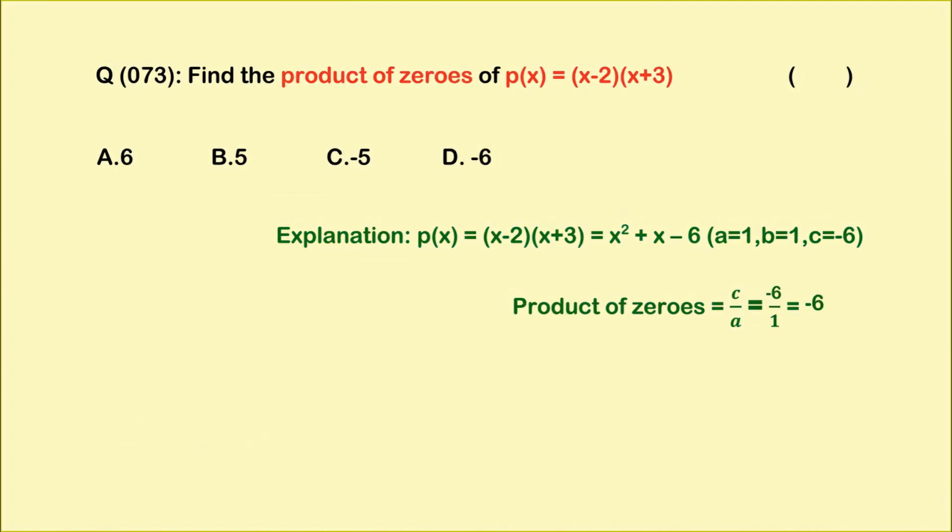Question number 73. Find the product of zeros of p of x is equal to x minus 2 into x plus 3. If you multiply x minus 2 with x plus 3, we will get x square plus x minus 6. Comparing with the standard equation, a is equal to 1, b is equal to 1, and c is equal to minus 6. So product of the zeros is nothing but c by a. So the value of c is minus 6 and the value of a is 1. So we put the values of c by a in the given expression, we will get minus 6 by 1, that is equal to minus 6. So the right answer is D.